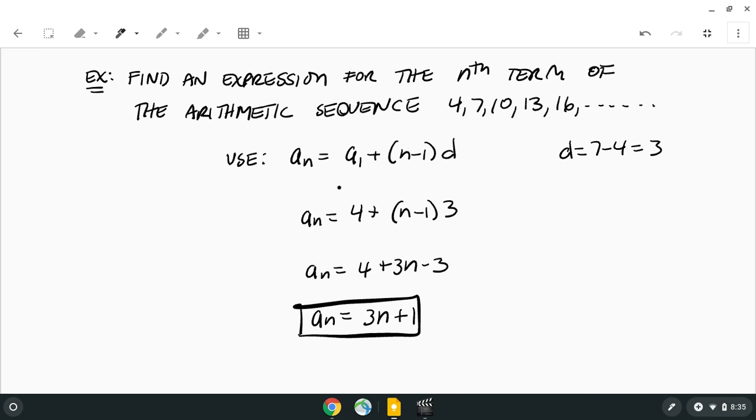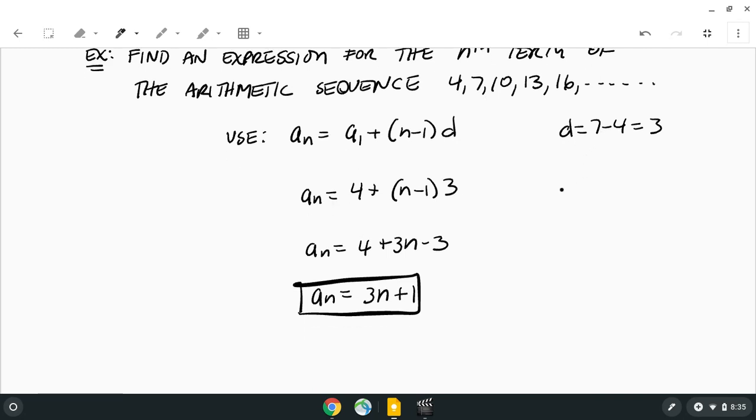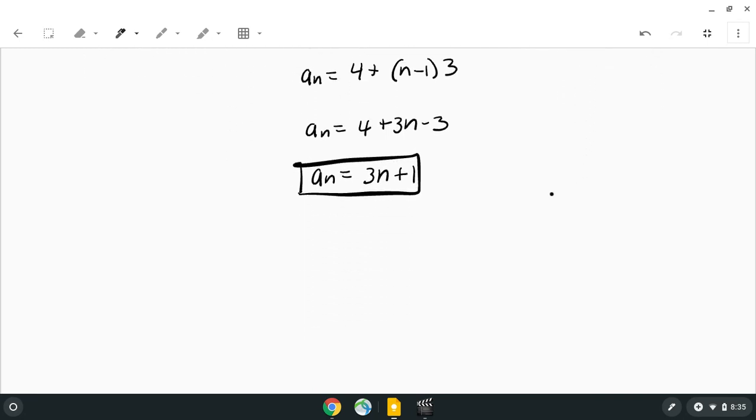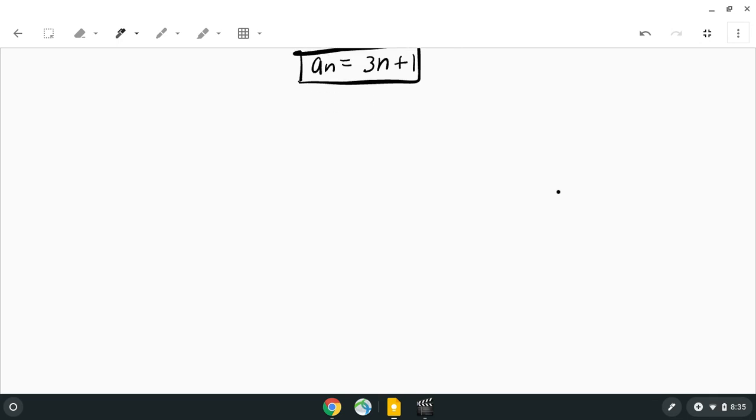Okay, so this one's the easy case. Finding an, you're given your sequence, you know A1, you can get D easily. Okay, so let's take a look at more complicated ones. And these are the ones that you have to really kind of think things through.